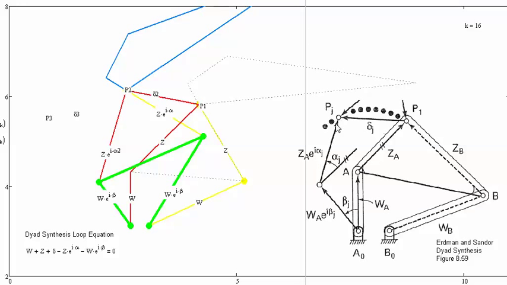Now, is this link rigidly connected to the plate? The answer is no. It's connected by a pin joint. Therefore, when the machine moves, must this link change angle by the same amount that this link changes angle? And the answer is no. Since they're connected by a pin joint, this angle right here can be different.